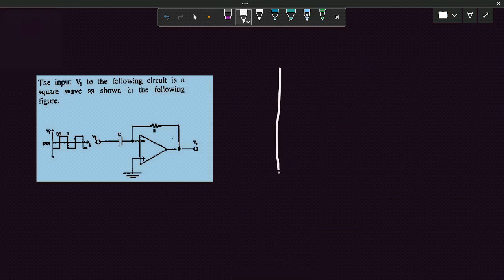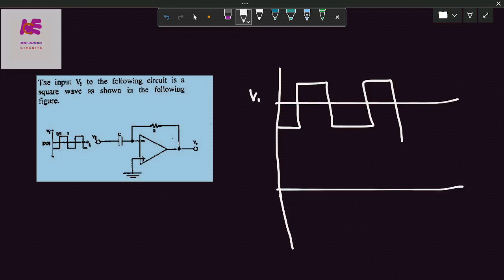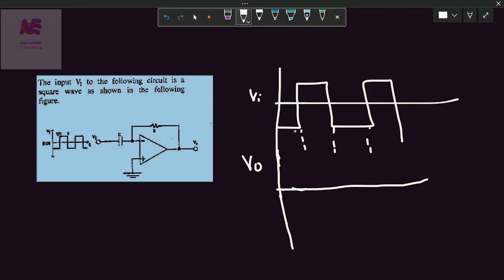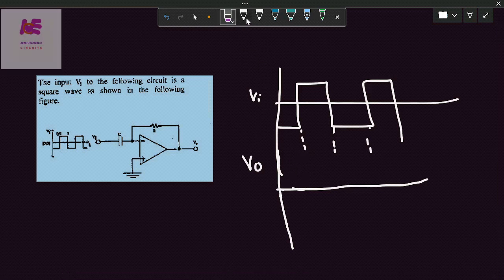Coming to the solution of this problem, the square wave input is given. So we differentiate the input, this is the input. Let's see the output waveform. The input is applied at the inverting terminal of the operational amplifier. So during the negative square wave, initially the capacitor charges to the positive peak side and immediately discharges through the feedback resistance. And during the positive, we are getting negative spikes and immediately discharges through the feedback resistor.